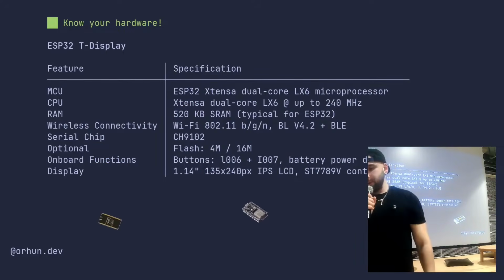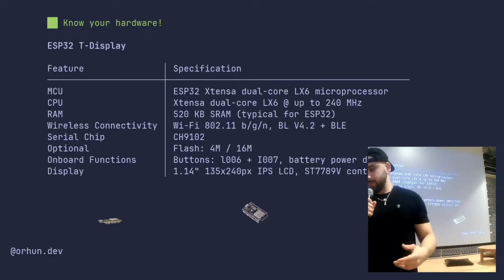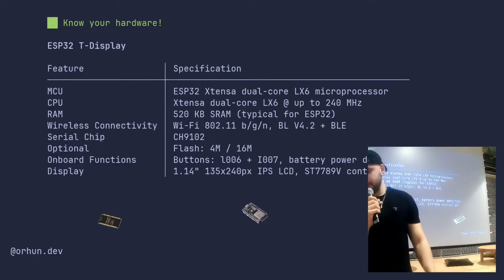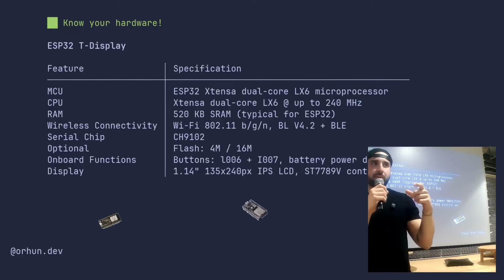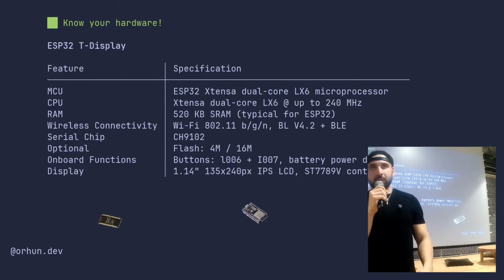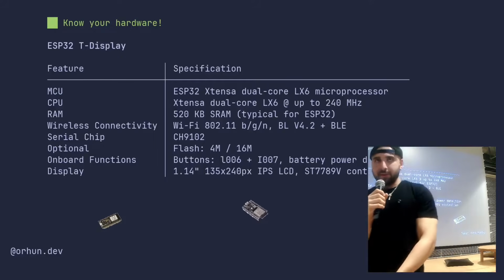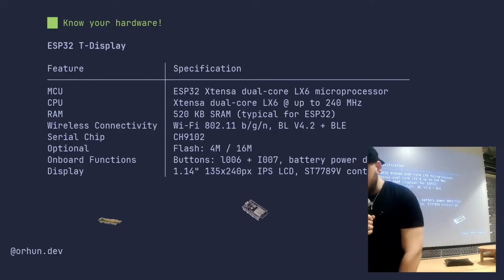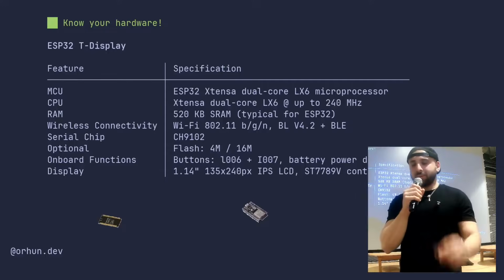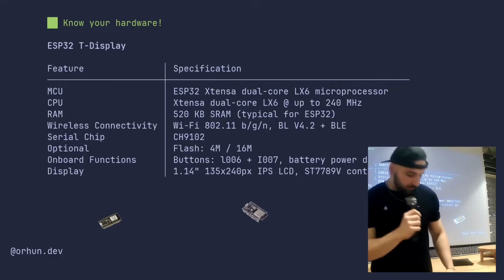So let's know a bit about the hardware that we're getting. This is the ESP32 T-Display. We have some specs on the screen, you can read them. But I think the most important one is that we have a display on this. Normally ESP32 has some other variants that do not have a built-in display, but this is a really good one because you can actually use the display. And the reason why this talk is called pocket size is because this just fits in your pocket like this.